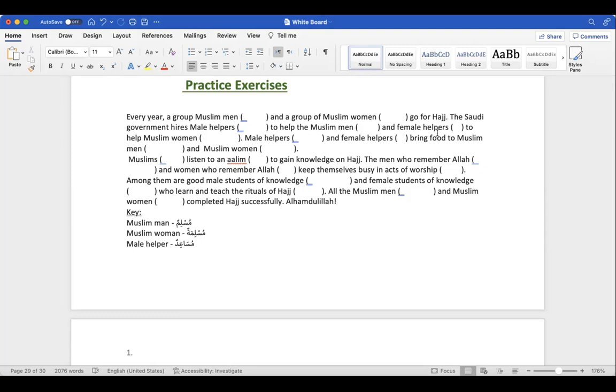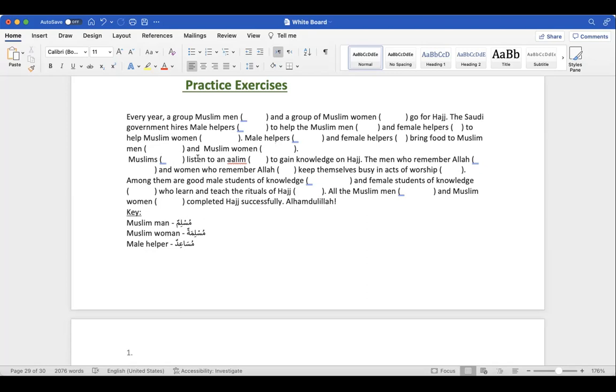Yeah. Now, the female helpers. The female helper is called Musa'ida, one, with the ta marbuta there. So now what will be there? Female helpers, Musa'idatun, because they are the doers, right? Female helpers are doers here. Then you have the Muslim men and Muslim women. Muslim men here will come as Muslimin. Now, Muslim women is a detail again. So what will come here? Muslimatin, is it? Muslimatin, yes, mansub, right?